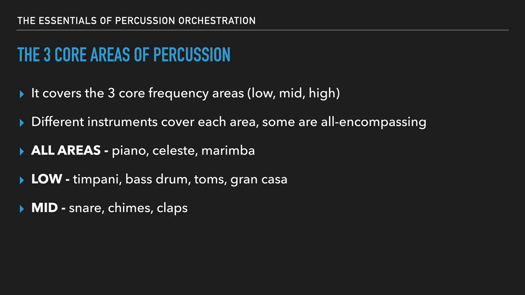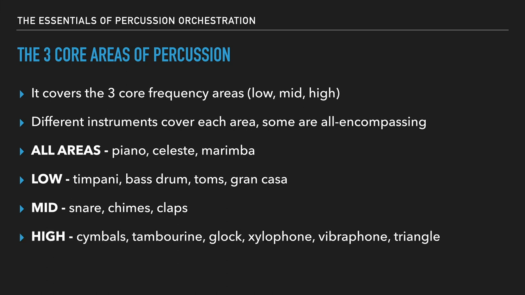Then moving on to the midsection, we have the snare drum, which you can imagine in the military sense, it has a very strict rhythmic element. We have the chimes, we have the claps, you know, we can clap, we can stomp our feet, but yeah, these are some of the mid elements that I like to use. And then for highs, some things like cymbals, clashing them together, we have the tambourine, the glockenspiel, the xylophone, the vibraphone, and the triangle. These all provide really beautiful decorations and emphasis on specific situations.